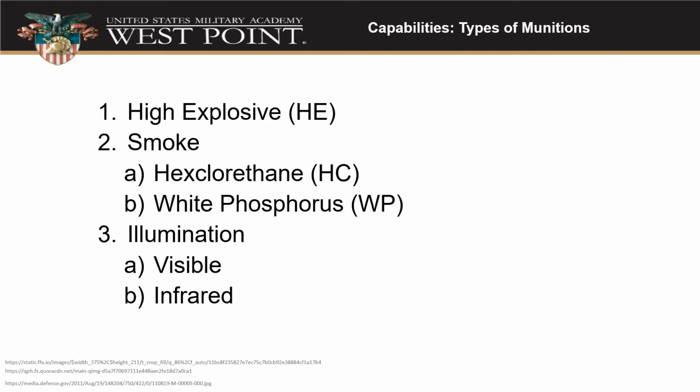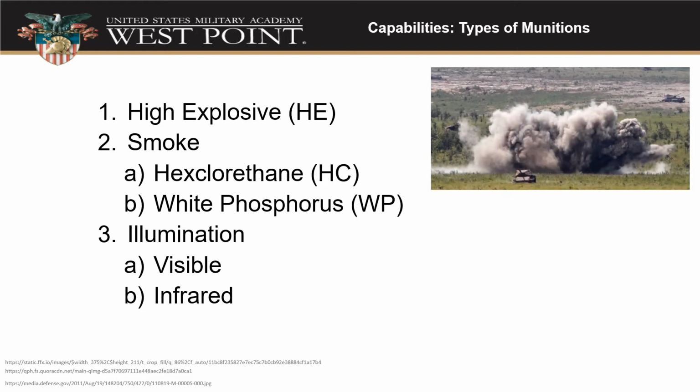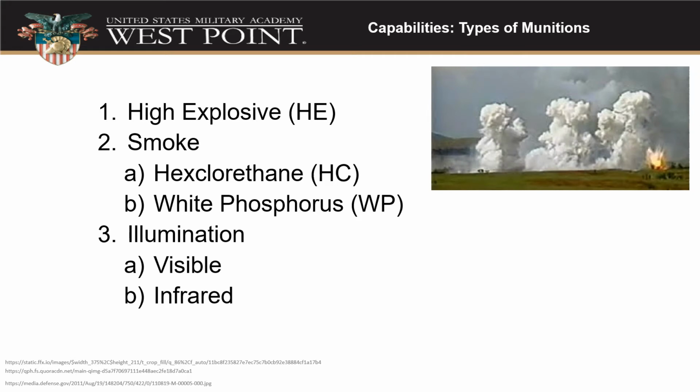All right, we can also talk about the capabilities of the types of munitions we can put into these systems. So you have HE, or high explosive rounds. All right, they cause explosions and throw shrapnel around to kill and destroy things. We have smoke rounds, all right, both HC and WP rounds. So these can be used as obscurant on the battlefield to cover our movements for breaches, things like that.